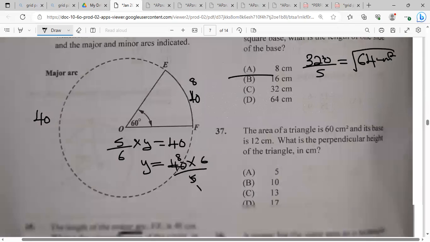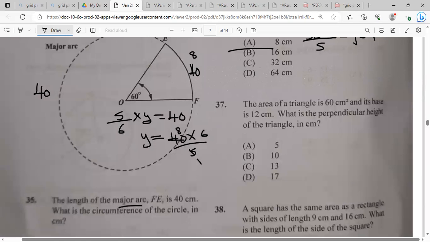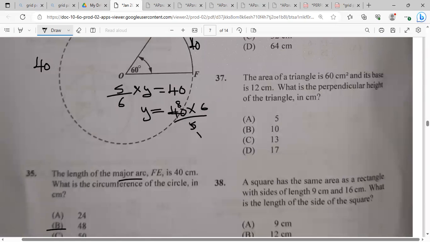I did that already, but I wanted to do it from a different perspective. All right, the area of a triangle is 60 centimeters squared and its base is 12 centimeters. What is the perpendicular height of the triangle? So we know it's base times height, so the height times 12 over 2 gives us 60.